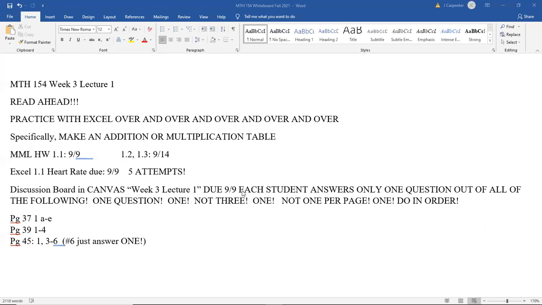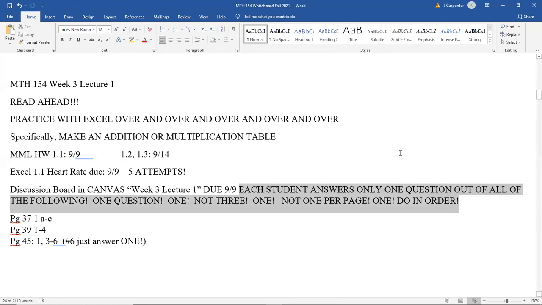And then you can see this giant all caps memo. I can't tell you how many times I have to respond to students asking about this, whether in class or in email, or going to the discussion boards and finding that someone's answered 10 things or gone out of order. So remember that you're only answering one question per discussion board, not per page. You'll have questions spread across 3 pages. Only answer one of those questions.